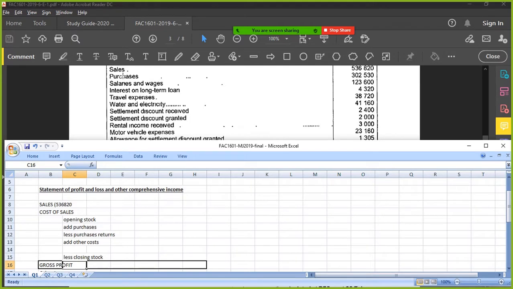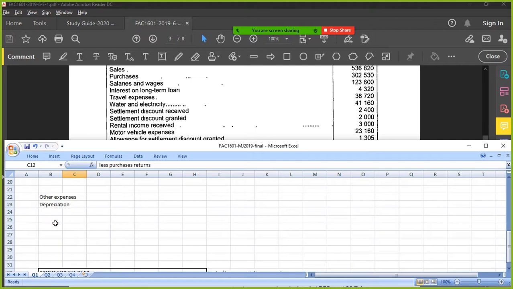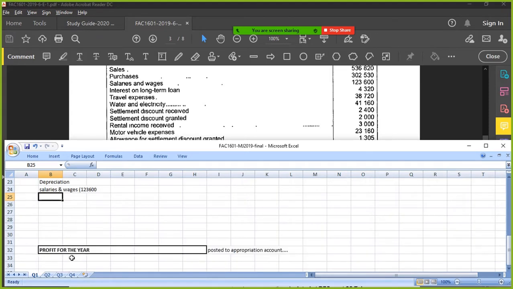Okay, purchases were 302,530. Okay, salaries and wages, we assume that that's for everyone else other than the partners. Unless we've read the adjustments, we won't know yet, but we might have to adjust. Okay, so salaries and wages was 123,600. Okay, interest on long-term loan would be a finance cost that you could maybe put here.